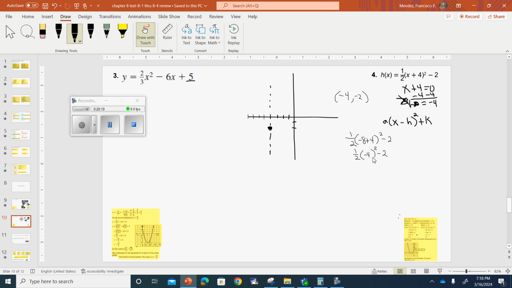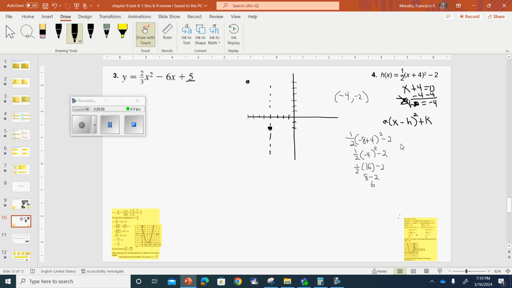We know -4 squared is really 16. Now 16 times 1/2 minus 2, and we know 1/2 times 16 is 8, and 8 minus 2 is 6. So that means positive 6. When we have -8 for x, I'm going to go to positive 6. So we'll just put this up 1, 2, 3, 4, 5, 6. So that's going to put this about right over here.